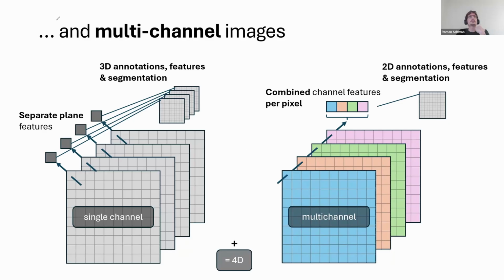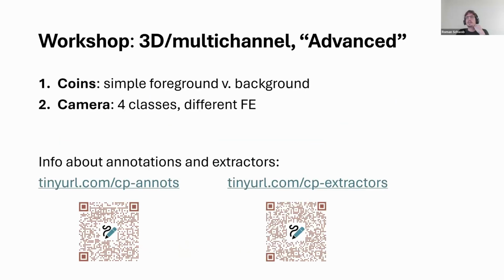We also support that you can have a third dimension, spatial or time, and additionally multiple channels. That would mean in the end you have 4D data. And this is also supported by Convpaint. So let's see that in action. I'll just quickly check if there are some questions.